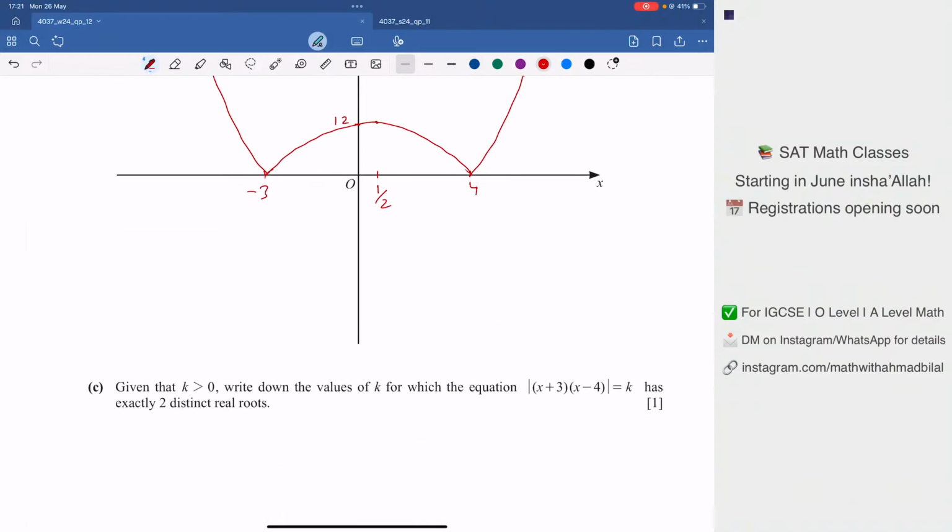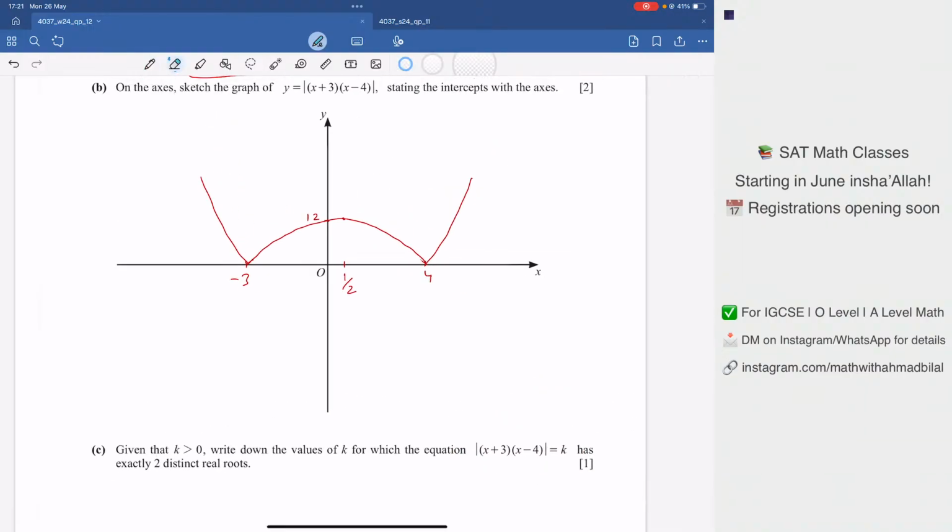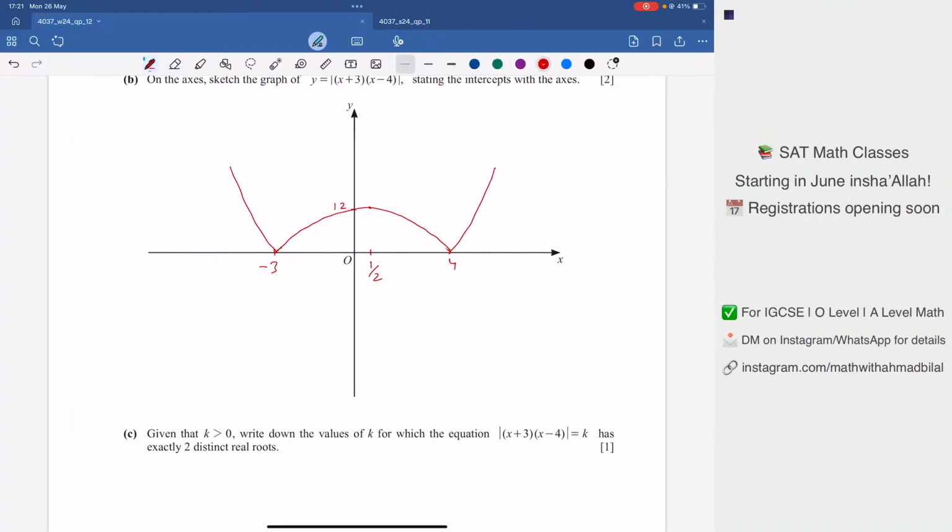That's the second part. Now they're saying, given that k is greater than 0, write down the values of k for which this equation has exactly 2 distinct real roots. Okay, so you want exactly 2 roots. They should be distinct, they should be different. Now, how do you find those 2 roots? How do we think about this? Again, you can say this k is a constant, right? So the other graph that we're looking for is the graph y equals k. That's a horizontal line.